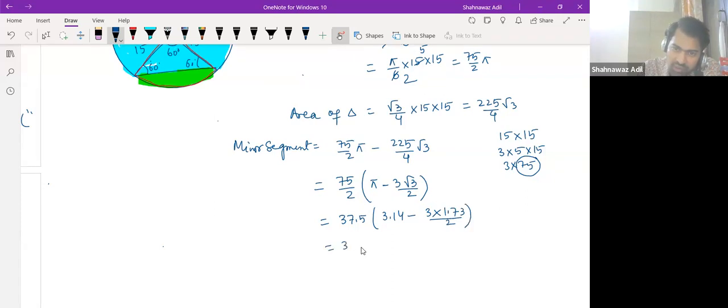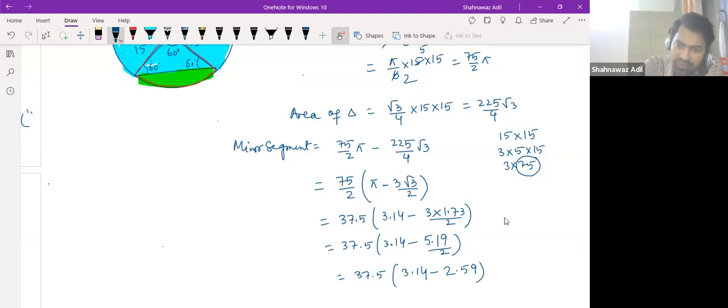This is 37.5, 3.14 minus 9, 21 and 21. 21 and then 3 ones are 3 and 5. So this is 37.5, 3.14 minus 2 and then 0.5 and then 9 and 5. Right, so we can keep it at this point.